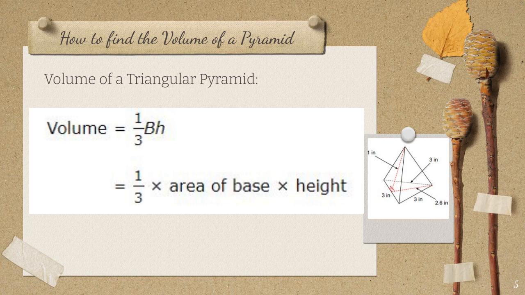And for the volume of triangular pyramids, it is 1/3 times capital B, the area of the base, and then times the height. So remember, to find the area of the base, it's going to be a triangle. So the area is going to equal 1/2 base times height. And again, this is for our triangular pyramids.